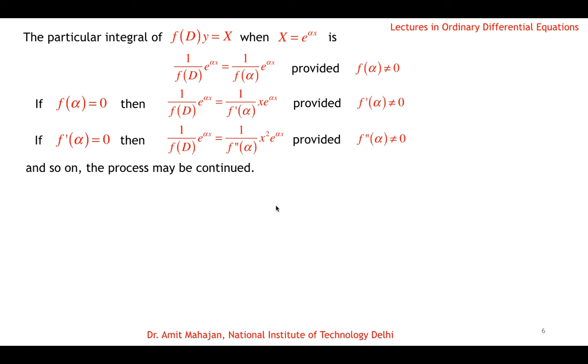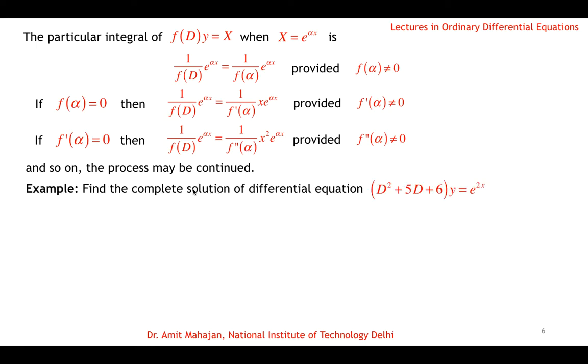Say, for example, find the complete solution of the differential equation (d square plus 5d plus 6) operated on y equal to e power 2x. It is a non-homogeneous, because of this right hand side, second order ordinary linear differential equation with constant coefficients. The complete solution is complementary function plus particular integral. For the complementary function, we have to solve the homogeneous system.